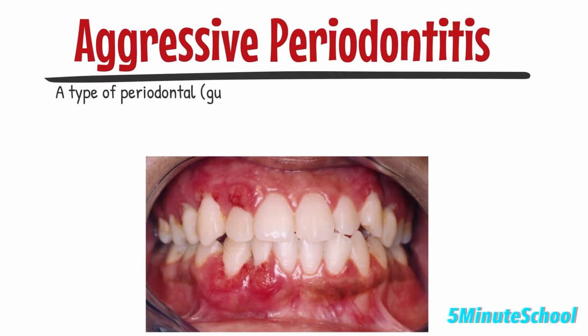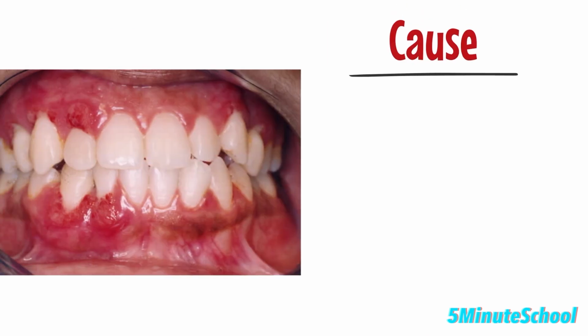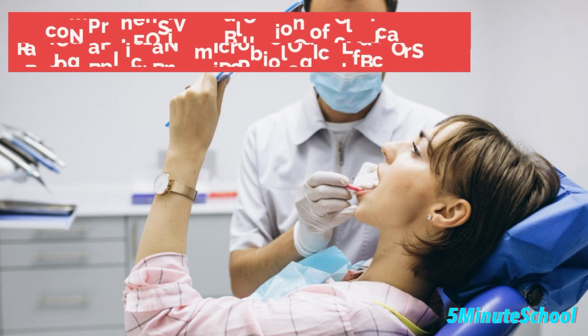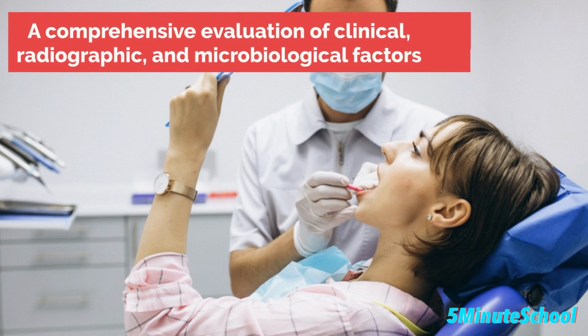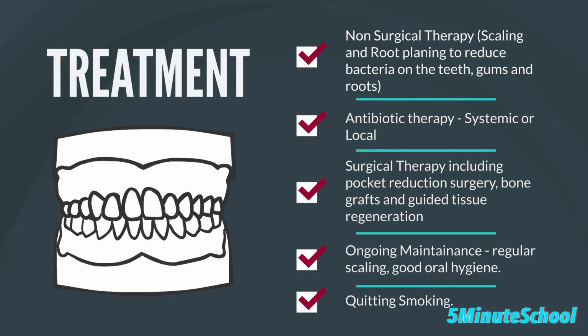So to summarize, aggressive periodontitis, it's a severe form of periodontal disease. There's rapid destruction of the periodontal tissues. We've discussed the causes, which is a combination of genetic factors and bacterial infection. Diagnosis involves clinical, radiographic, and microbiological assessments, and treatment includes non-surgical and surgical approaches, along with ongoing maintenance to preserve oral health. Also stopping smoking if you are a smoker.